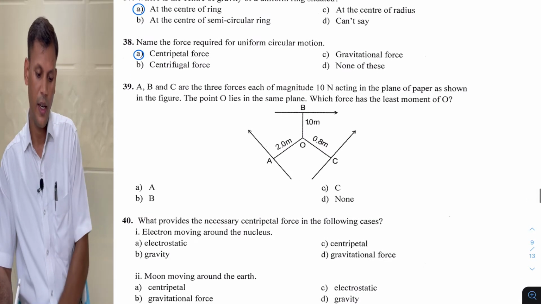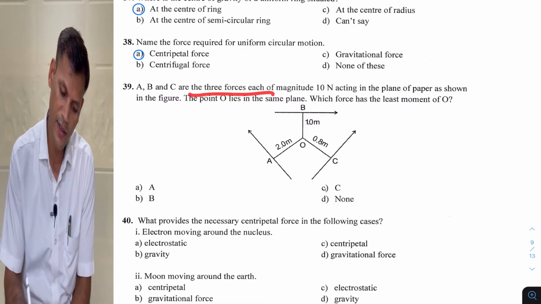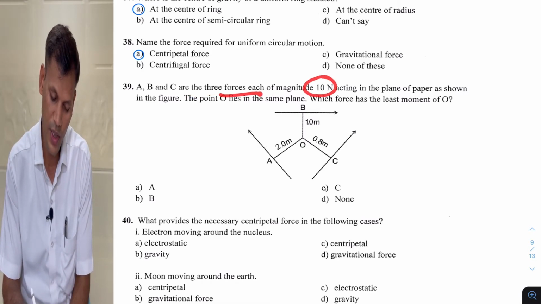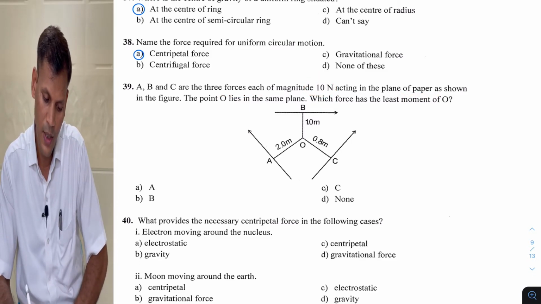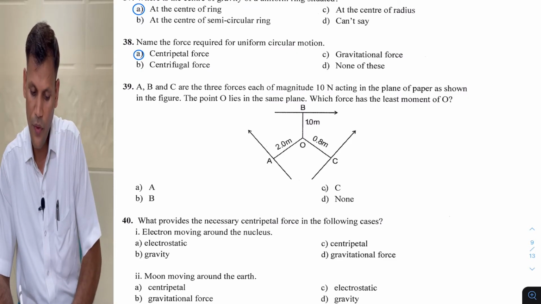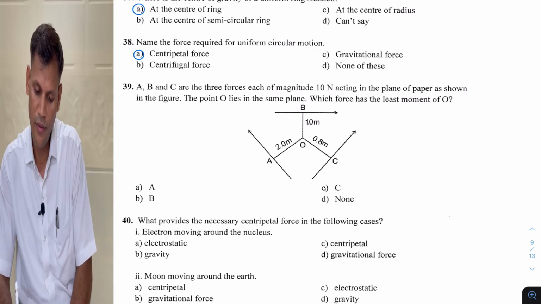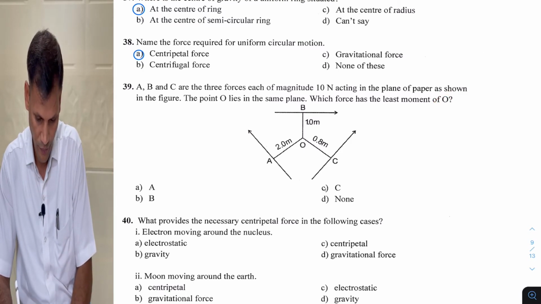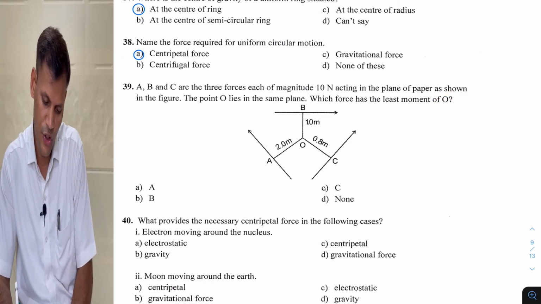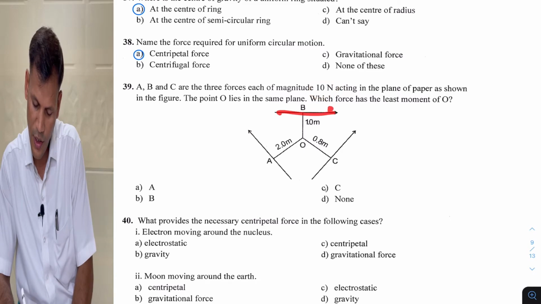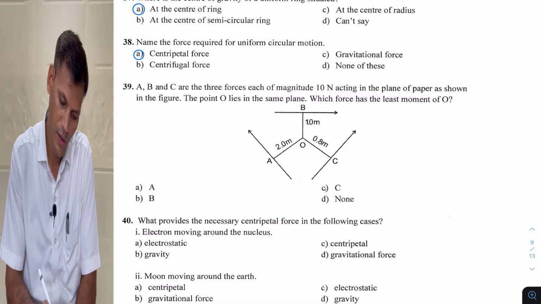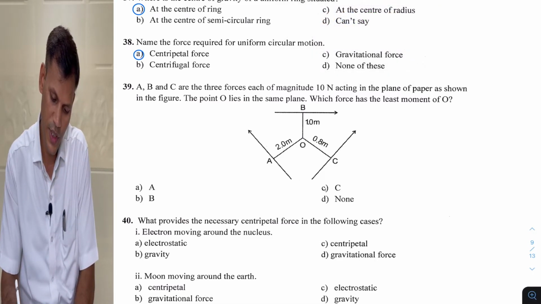A, B and C are three forces, each of magnitude 10 Newton, acting on a plane of the paper as shown in the diagram. Which force has the least moment about O? Least we have to mention. So let us see. Force is 10 Newton everywhere. This 10 Newton, this 10 Newton, this 10 Newton. Moment of force tau is equal to r into F.